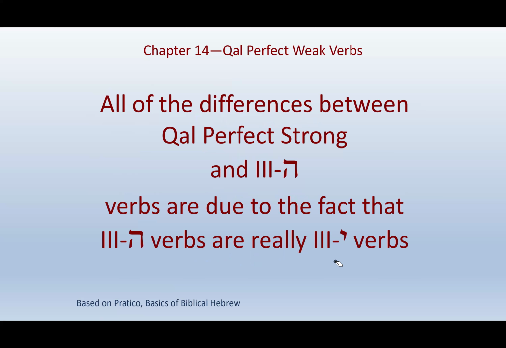All the differences between the qal perfect strong and the 3-hey verbs are due to the fact that 3-hey verbs are really 3-yod verbs. You go, what? Well, originally, in an earlier version of Hebrew, they were 3-yods and they became 3-heys. There were some changes over time in Hebrew, because it was written with no vowels, they began to add vowel letters to let you know that a vowel should be present. When you see a hey, you knew there should probably be an a vowel there. When you see a vav, you knew there's probably going to be a u vowel or an o vowel there. And when you see a yod, it's very possible you're going to see an i vowel there, or a segol or something. And so that's handy.